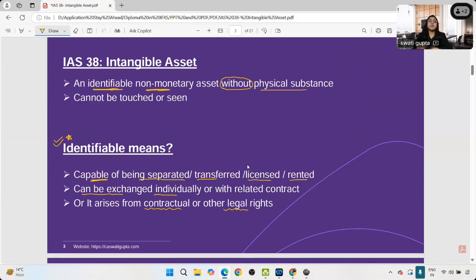So here the point is that because of the contract, because of the bond, the party, the employer, has the right to receive economic benefits from the employment of the employee.